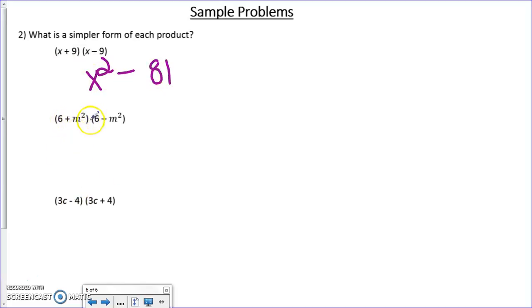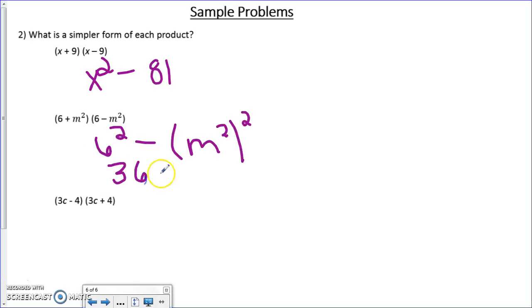However, let's look at number 2. We have (6 + m squared) times (6 − m squared). So we're going to square the first, minus, we're going to take the second term, m squared, and we're going to square that. So 6 squared is 36 minus m squared squared is m to the 4th.